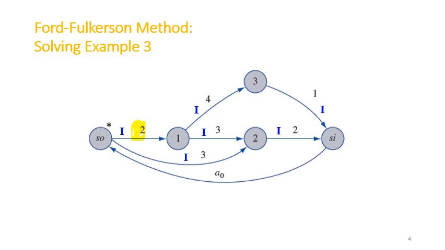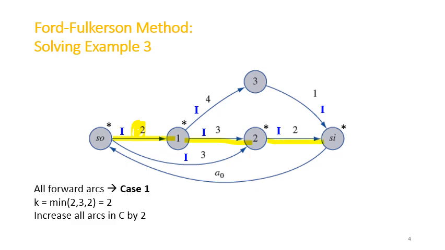Now we can try to label this network starting from the source node. We can go to the node 1. This is a forward arc. And then we go to node 2, also a forward arc. And then we go to the sink, which is also a forward arc. Because all arcs that we have labeled are forward arcs only, we have case 1.